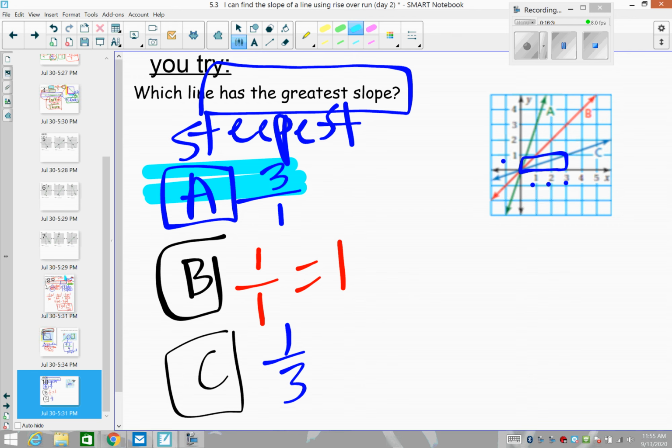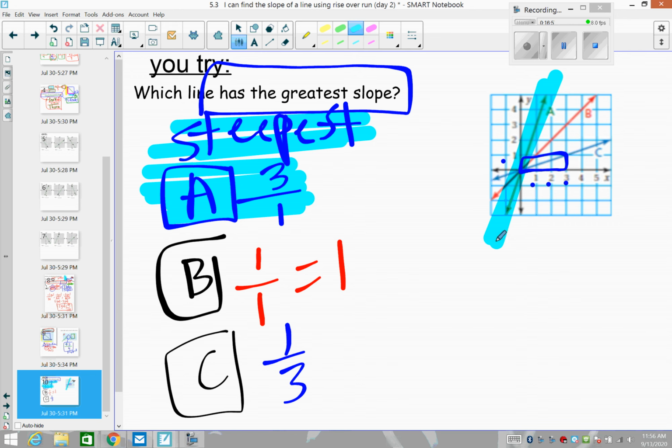It's really easy to see in a picture once you get the hang of this. That's whichever one is the steepest. That means it's growing at the fastest rate. If that's your bank account, you want it to be the one that's the steepest. If it's the amount of money you owe somebody, you don't want that to be the steepest. You don't want it to be growing at the fastest rate.